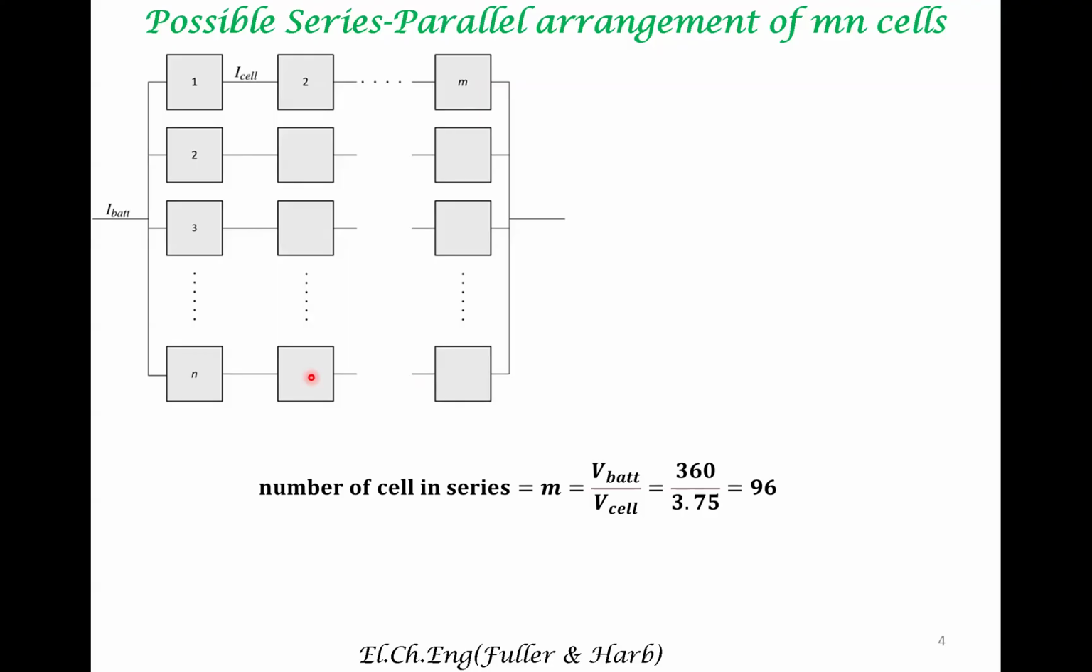For example, if there are M cells here, that number is determined by the overall voltage that can be provided by a battery. For example, it can be, let's say, 360 divided by the voltage of a particular cell. So this divided by this gives you 96 cells connected in series. So if you have, let's say, two strings, N is equal to 2, the overall number of cells in a battery pack is M times N, that is 2 times 96, which is 192 cells in a battery pack.